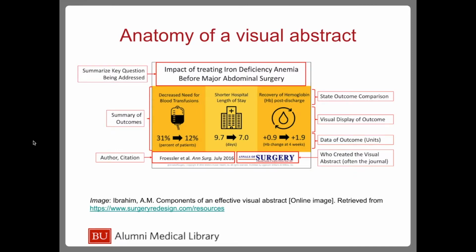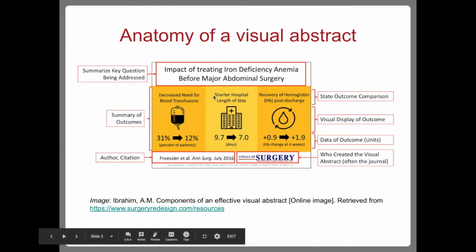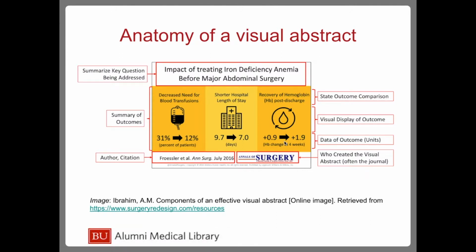As Dave mentioned earlier, Dr. Andrew Abraham is sort of like the godfather of visual abstracts. And the diagram shown here is actually borrowed from his website, and what it shows are the component parts of a typical visual abstract. Now, not every visual abstract will look just like this. It really depends on the content of the paper your visual abstract is based on.